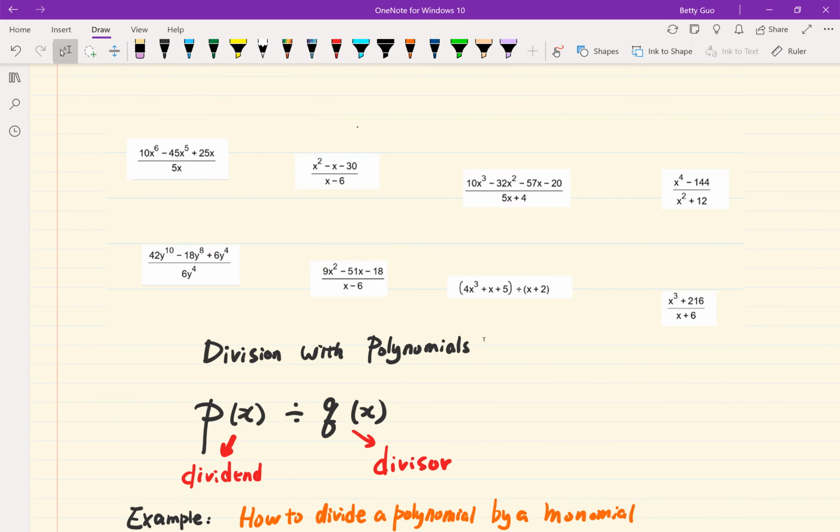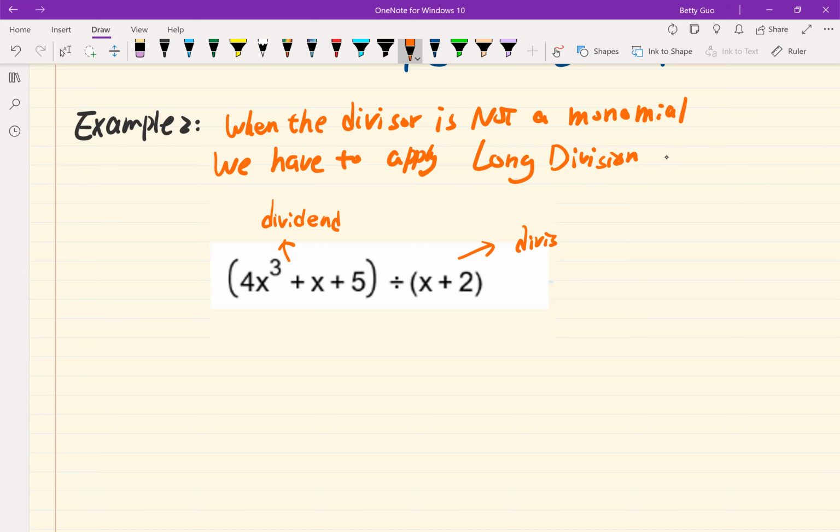Anyone can tell me what's the dividend? What's the divisor? What's the dividend? Is x plus 2 the dividend? No, you're right. The one in front of the division symbol is the dividend. Very good. And x plus 2 here is the divisor. You can see the divisor x plus 2 is a binomial, right? So the method we got earlier in example 1 doesn't work here anymore. We have to apply long division.